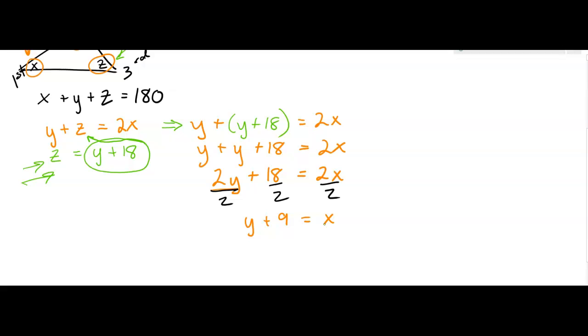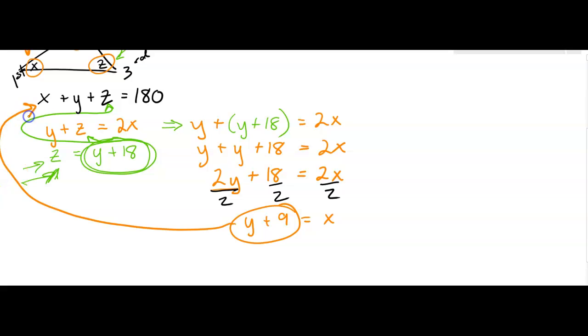Okay, so I'm gonna take my z value here, y plus 18, and put it in right there. And then I'm gonna take my x value, y plus 9, and put it in right there, okay? So this is going to give me a new equation. I'm going to have y plus 9, okay, that's the x.